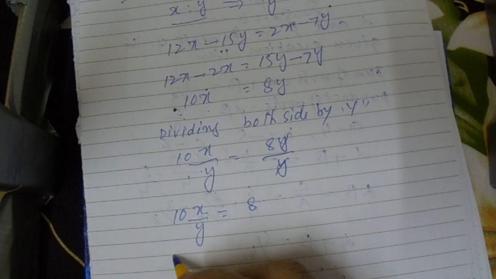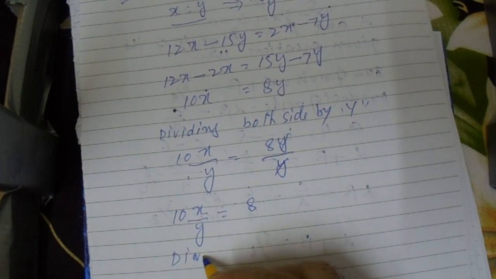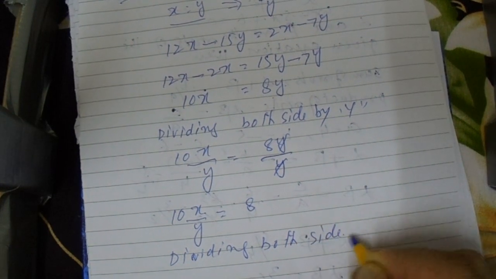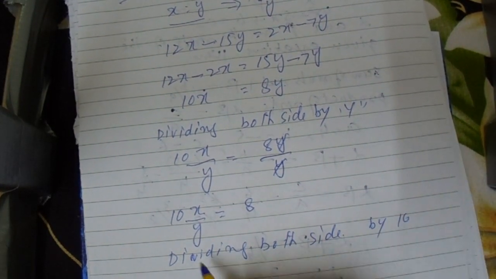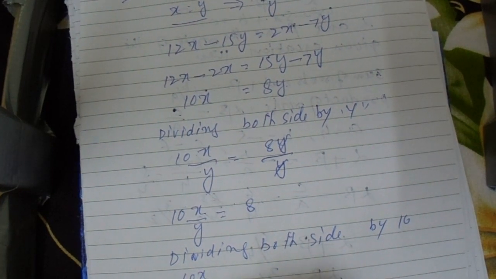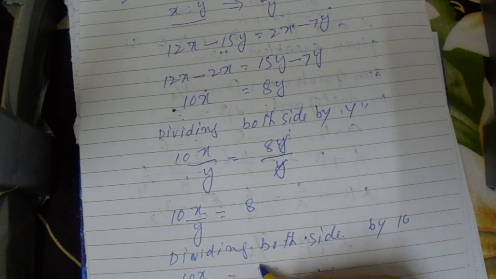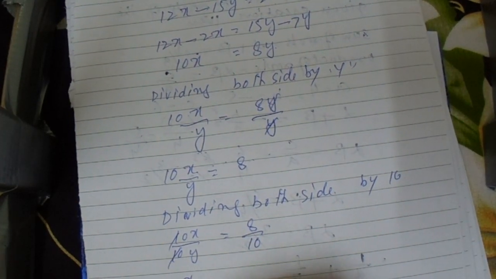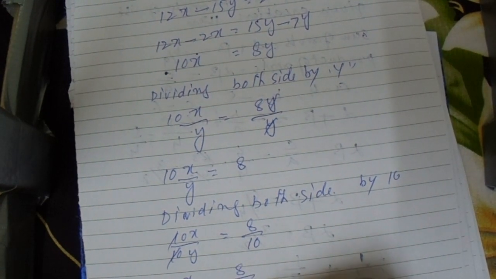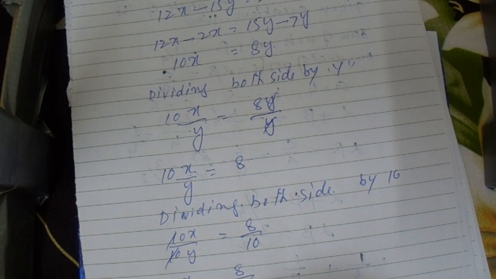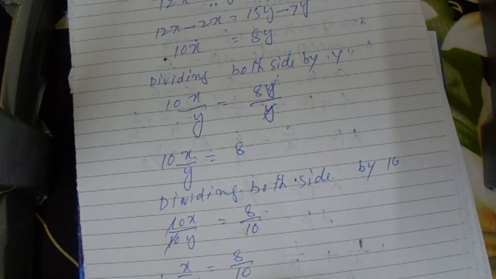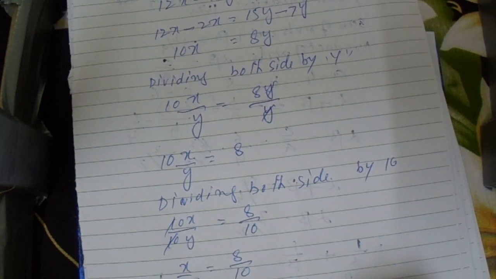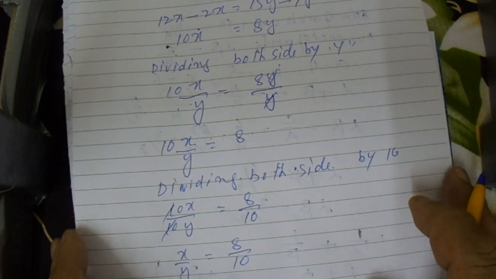Now dividing both sides by 10, we write here 10x over 10y is equal to 8 over 10. Now 10 will cancel 10, and you have x over y is equal to 8 over 10. Now this is written in fraction form. We write this in ratio form. Now x ratio y is equal to 8 ratio 10. Now this is the answer of this question.